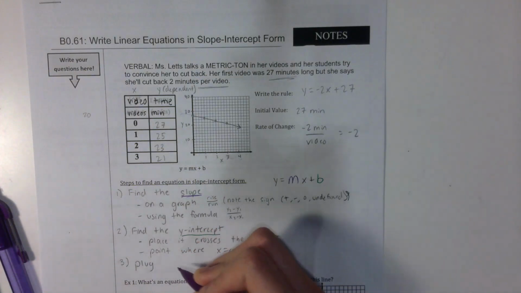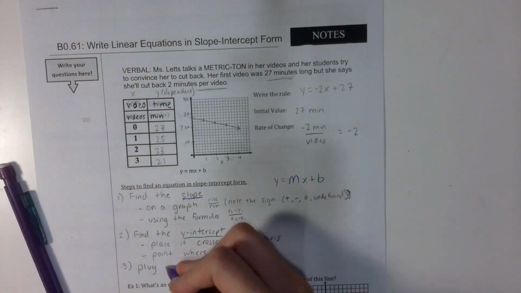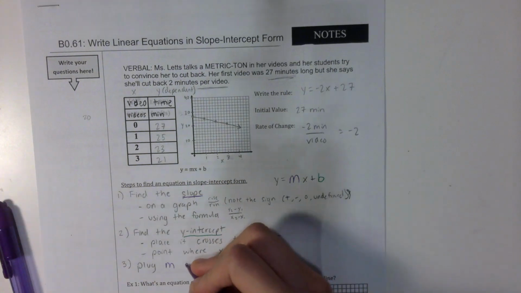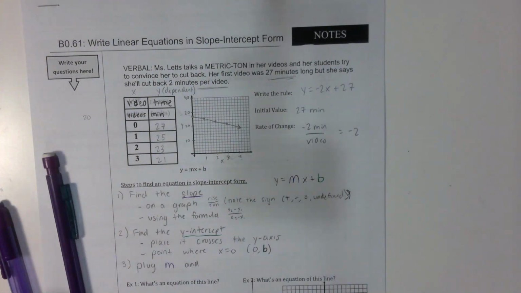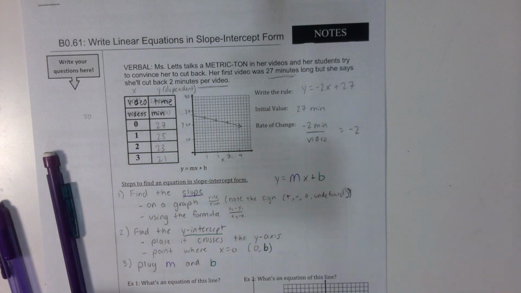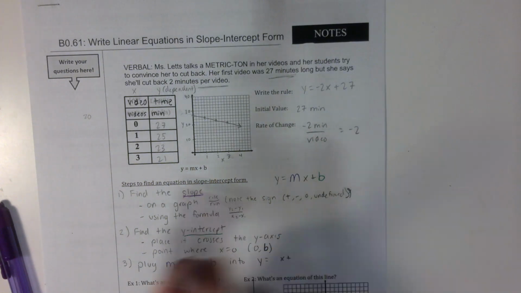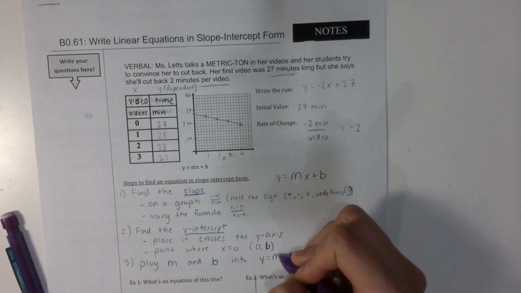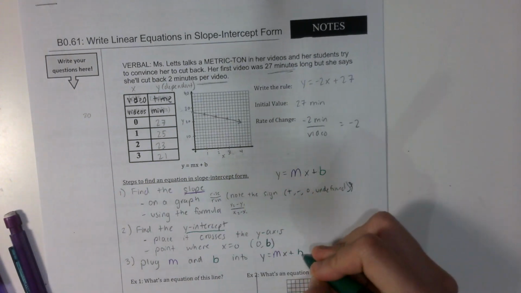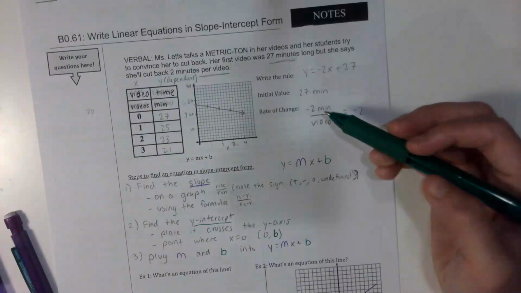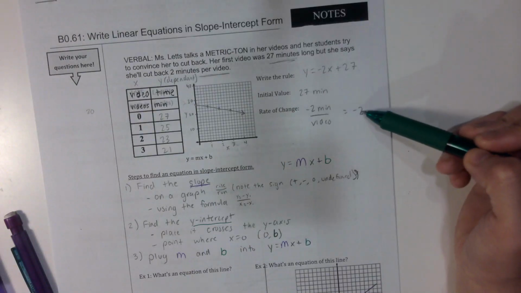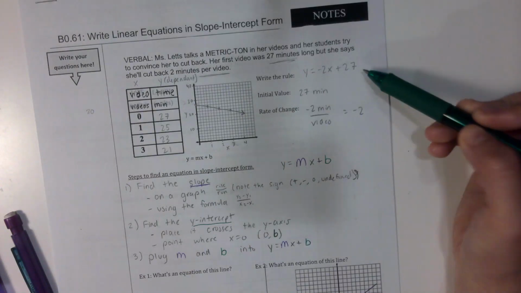Plug m and b into y equals mx plus b. Right? So that's what we did up here, right? We found the slope, we found the initial value, and then we plugged it into our equation.